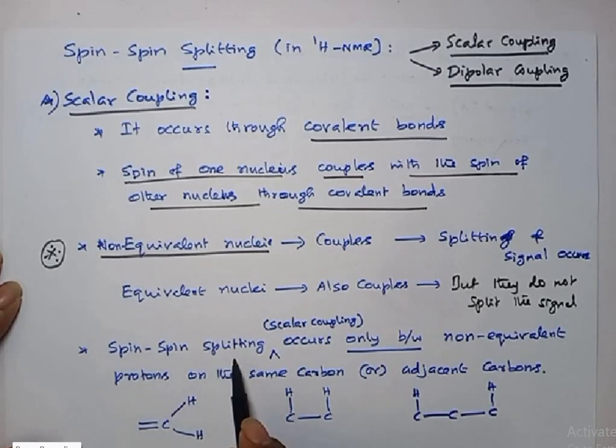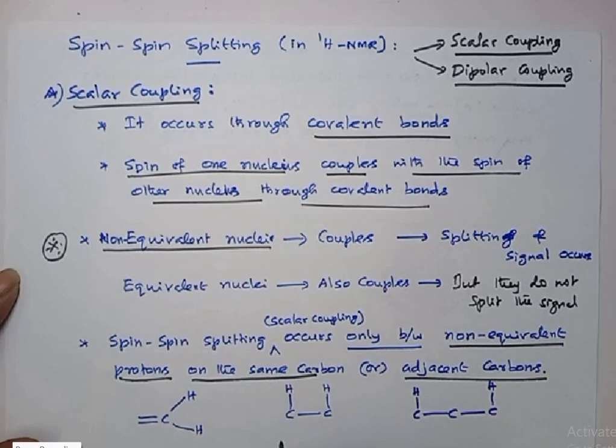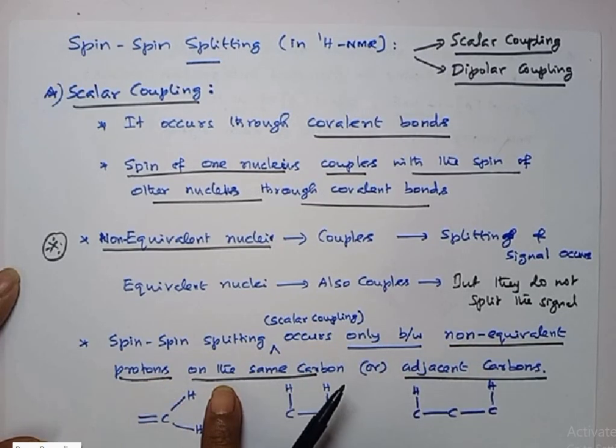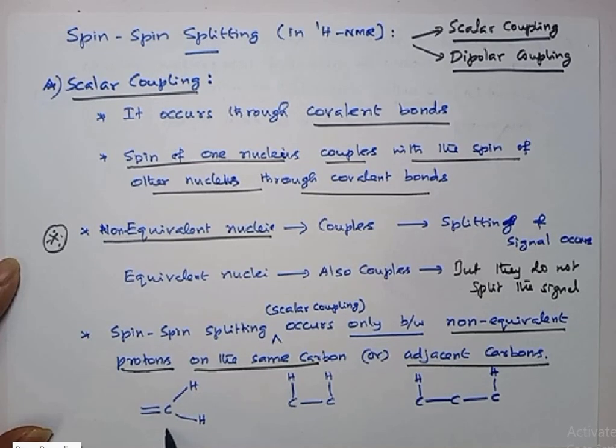Spin-spin splitting, specifically scalar coupling, occurs only between non-equivalent protons, in the case of proton NMR spectrum, on the same carbon or adjacent carbon. Observe carefully. Suppose there are two protons attached to the same carbon. We call this type of proton geminal. Geminal protons may couple. Protons present on adjacent carbon are called vicinal.